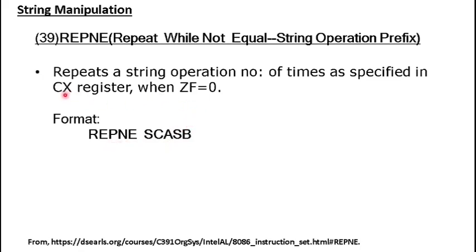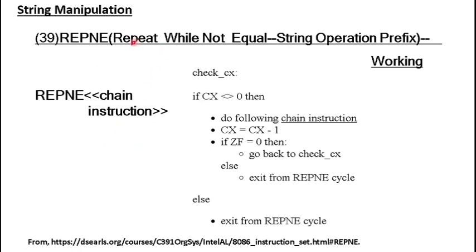So the maximum length of the string you can store in the CX register, and while, as I told earlier, the zero flag is not set, this instruction, which is prefixed with REPNE, will be repeated again and again. Let's see how REPNE works.